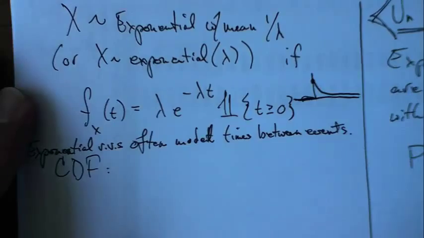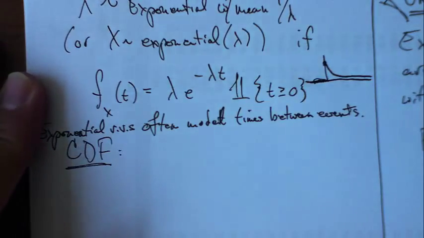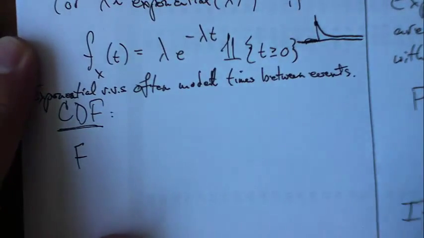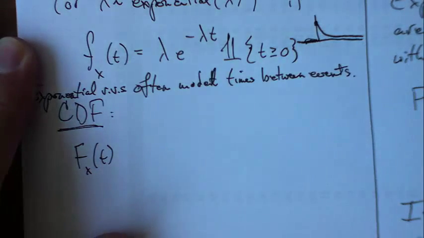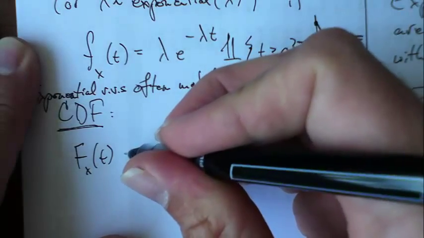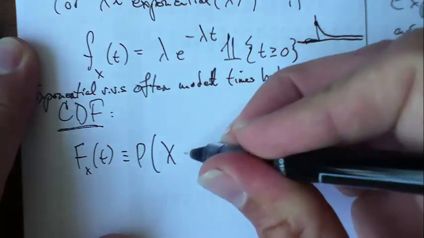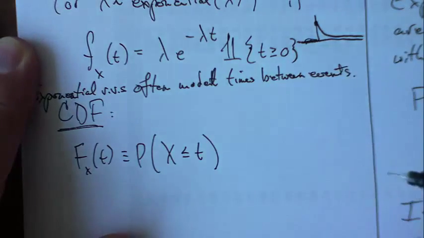Let's get the CDF, the cumulative distribution function, for this guy. This is going to be useful to us in a minute. So again, I'm going to keep t as my dummy variable because oftentimes we think of this as modeling time, and so maybe I'll remember that this is defined to be the probability that X is less than or equal to t.